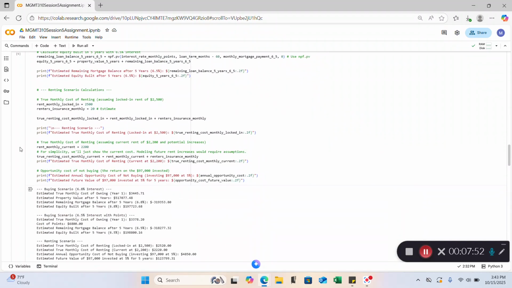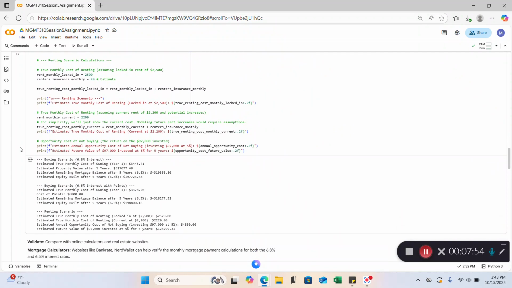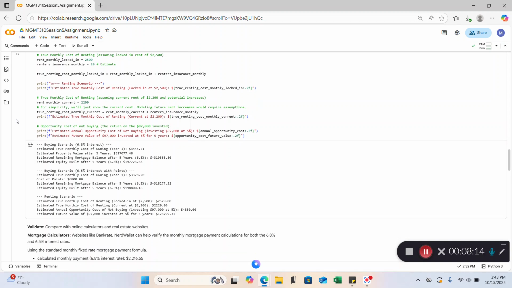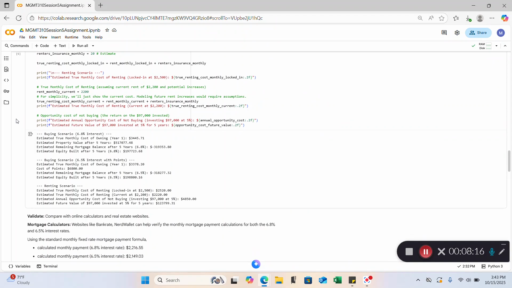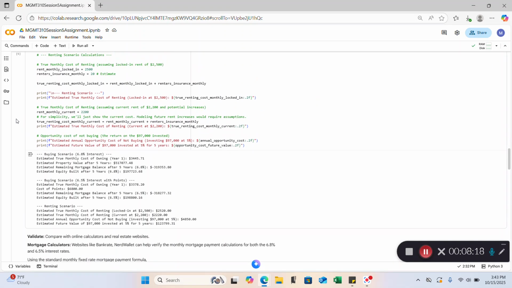Another scenario would be if we decide to rent instead of buy. We need our true monthly cost of renting. Assume it's a locked-in rent of $2,500, which then gets spit out at the bottom. We have our true monthly cost of renting. Again, assuming the current rent is $2,200, and with potential increases. So that's why we have it listed there. And the opportunity cost of not buying: the return on that $97,000 is also figured out.